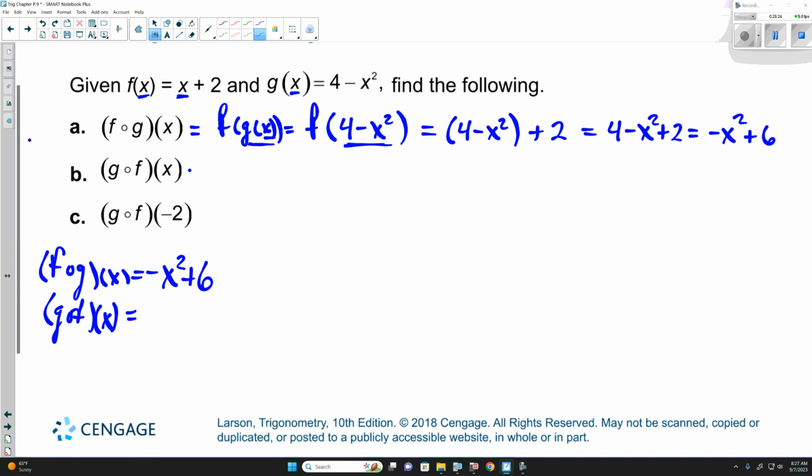Now we're going to go the other direction. G of f of x. And again, just like the last one, work from the inside out. So we're going to start off with plugging x into f of x. Well, that gets us back what we had. It's just going to be x plus 2. Now we're going to plug x plus 2 into every x in f of x. So we're going to have 4 minus x plus 2 squared.